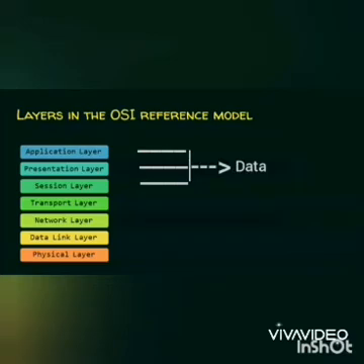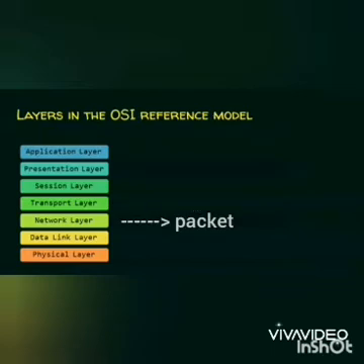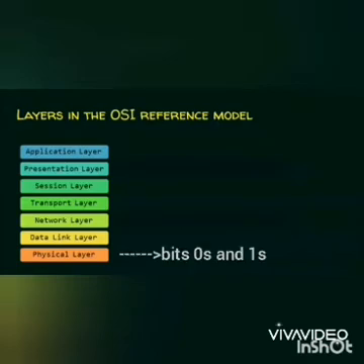In layer 7, layer 6 and layer 5, that is the application layer, presentation layer and session layer, the data will be called data. In the 4th layer, the transport layer, the data will be called a segment. In the network layer, the data will be called a packet. In the data link layer, the data will be called a frame. And in the physical layer, the data will be called bits, that is zeros and ones. The flow of data will be from the application layer, then presentation, then session layer, then transport layer, then network layer, then data link layer, and then to the physical layer.